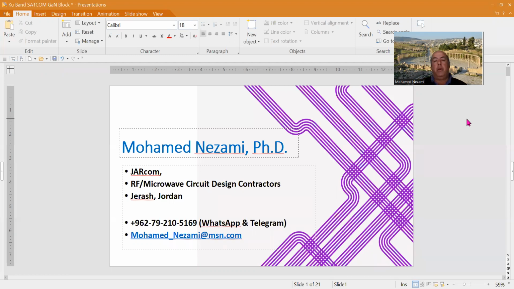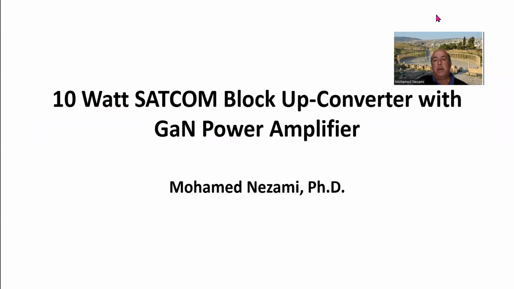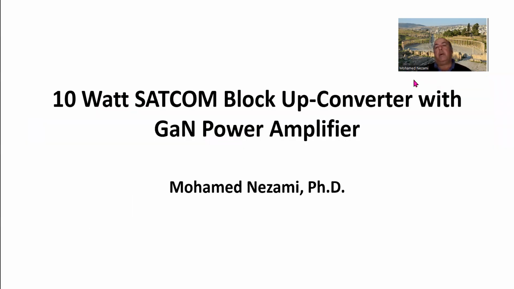Now today, I'm going to cover another concept. Since we've covered the KU band low noise block down converter, we are going to go to the other side, to the transmitter side, and talk about, as an example, a 10-watt SATCOM block up converter with GaN, that's gallium nitride power amplifier, or GaN on silicon.